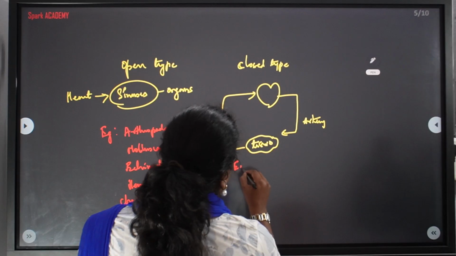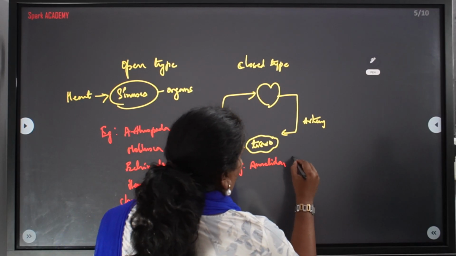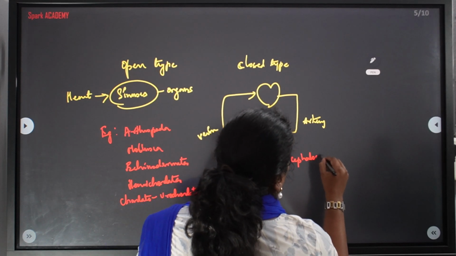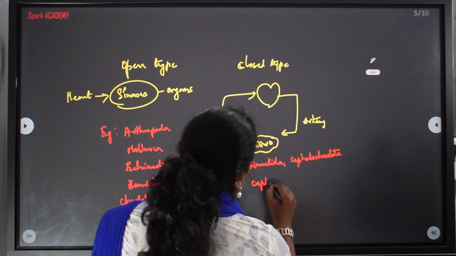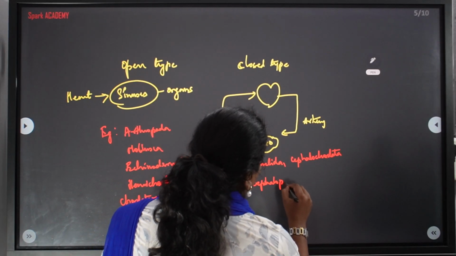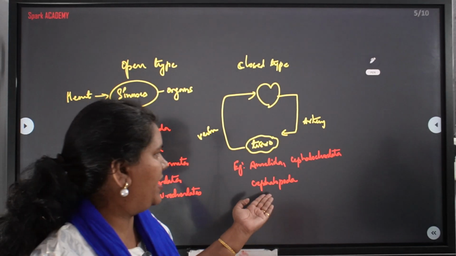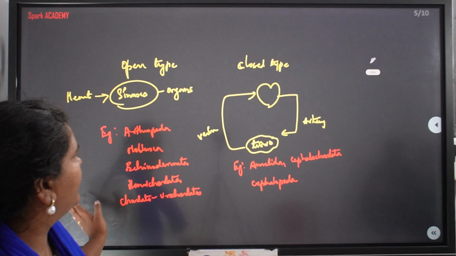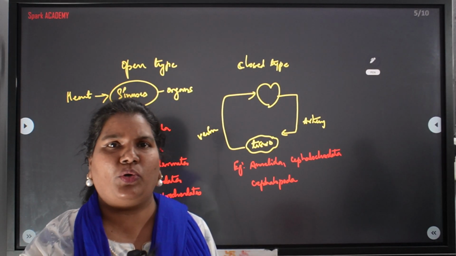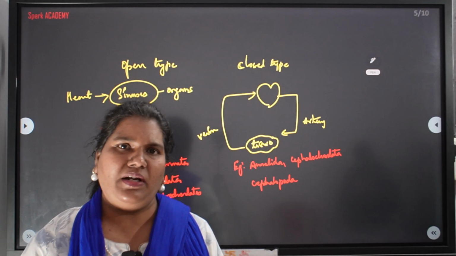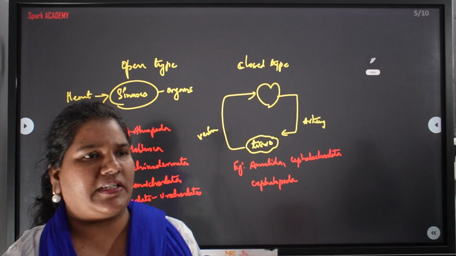Closed type of circulatory system lo we see annelida, cephalochordata, okay, and then cephalopods are, they come under mollusca, octopus will come under this category. So these are closed type. Examples are very important when you are writing answers rasetappudu. Definitions and examples are very, very important, right? So this is all about levels of organization.